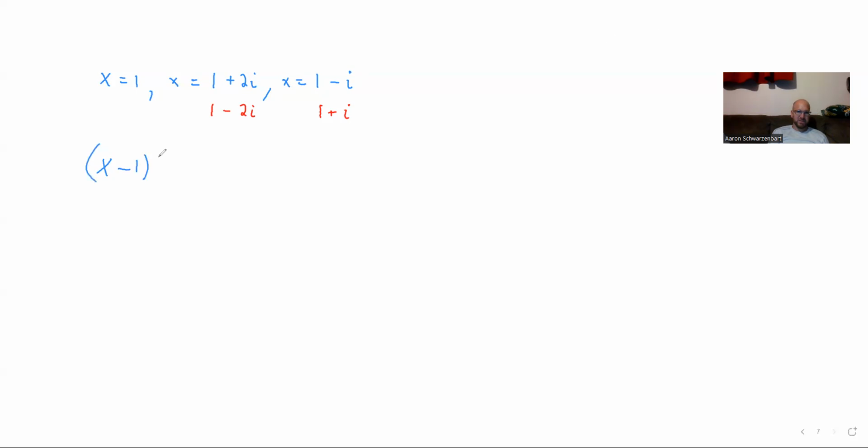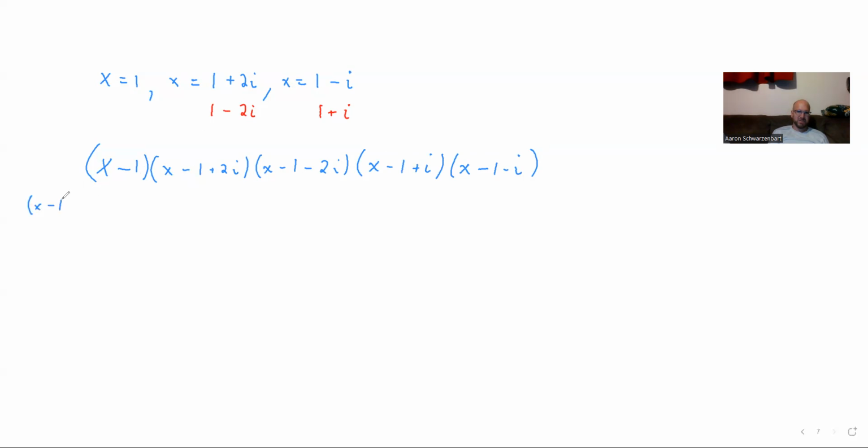Starts with x minus 1. x minus 1 plus 2i. x minus 1 minus 2i. x minus 1 plus i. And x minus 1 minus i. So I have both conjugate pairs. So with there being 5, I'm going to FOIL out the two sets of conjugate pairs, or multiply them out.